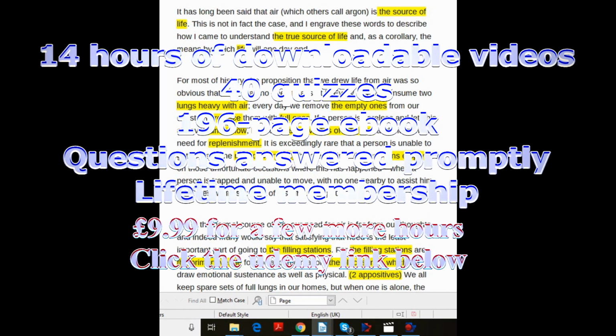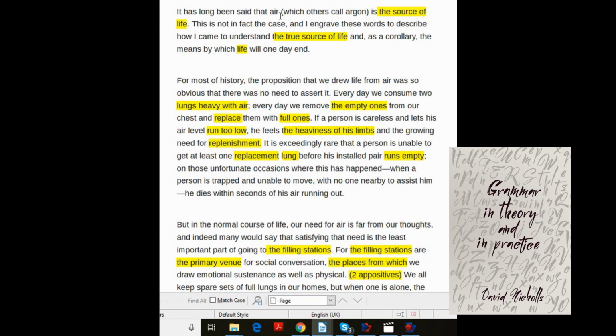Okay, so we're going to start with: it has long been said that air, which others call argon, is the source of life. Now notice that he then goes on to repeat this phrase, the source of life, the true source of life. There's quite a lot of repetition in this text. So he starts by making quite an interesting statement. He says, this is not in fact the case. And that's obviously quite a strange thing to claim, that air is not the source of life.